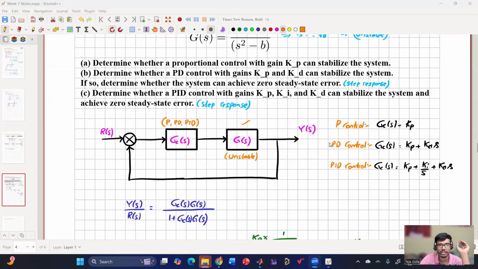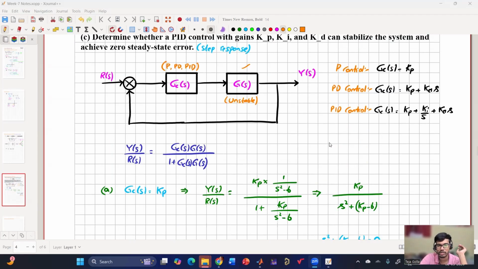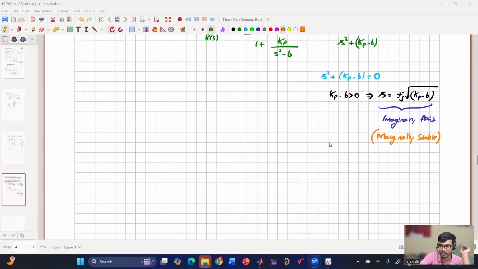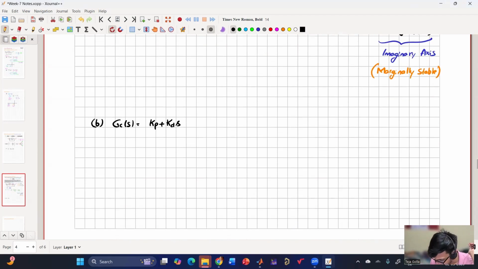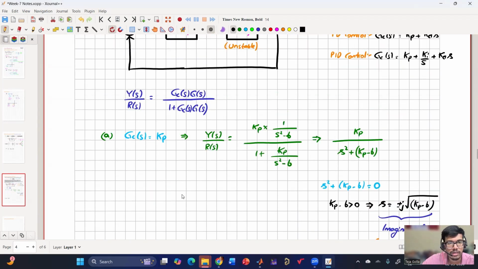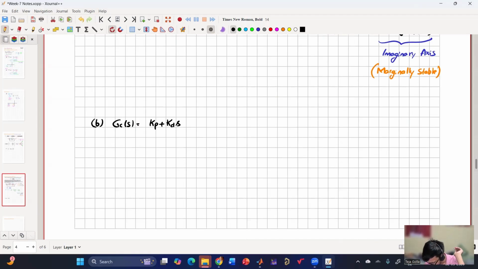So now the second question, whether the PD control can stabilize the system, let us see. And also whether the system can achieve zero steady state error for step response. Okay, let us see. So in the case of B, I have my Gc of s equal to Kp plus Kd into s because it is a PD control. So now in this case, let us calculate Y of s by R of s, the closed loop transfer function.